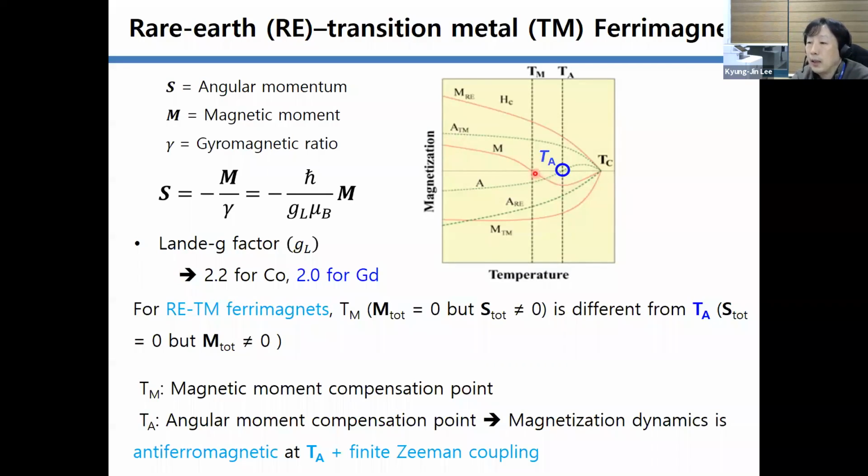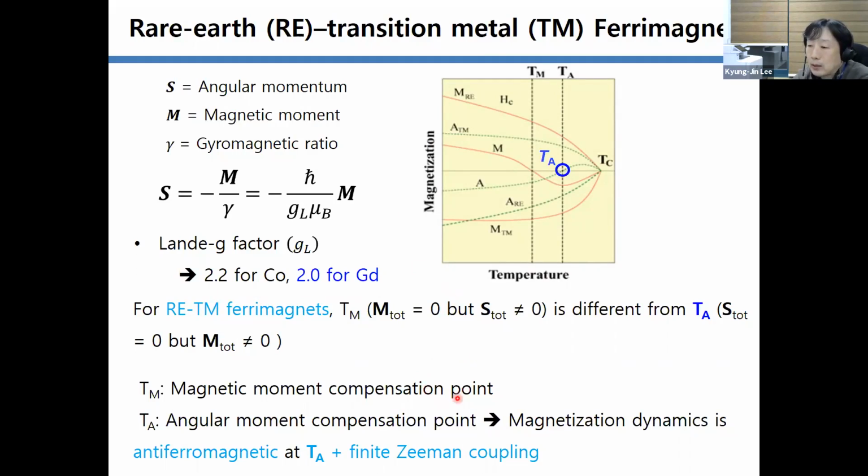So when you add up these two, you can have this middle red line. And you see that at some temperature called Tm, the net magnetic moment is 0. This one is called the magnetic moment compensation temperature. But because of these different Landé g-factors in cobalt and gadolinium, when you consider the net angular momentum, it becomes 0 at a temperature Ta, which is different from Tm. So the difference comes from the difference in the Landé g-factor.